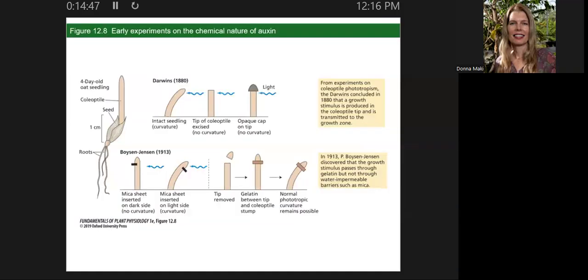So Charles Darwin was the first to look at this idea of phototropism. Why are my plants sitting in my windowsill turning toward the window, turning toward the sun? What's causing them to do that? And so he just did some very simple experiments with his son where they shone unilateral light onto these seedlings.